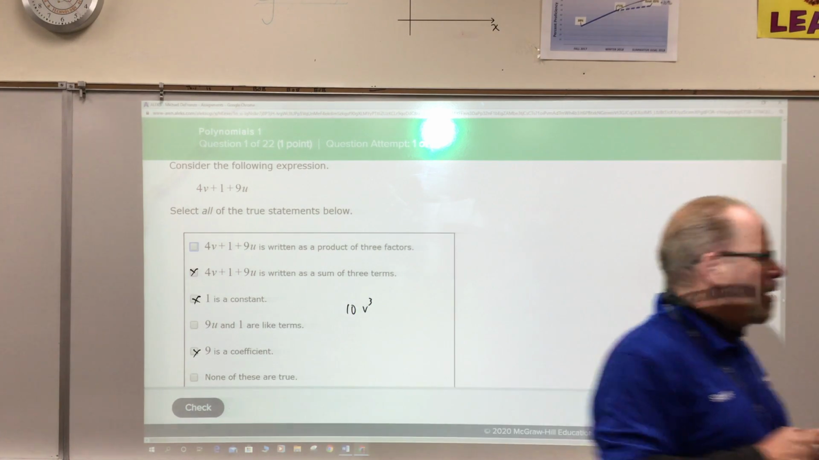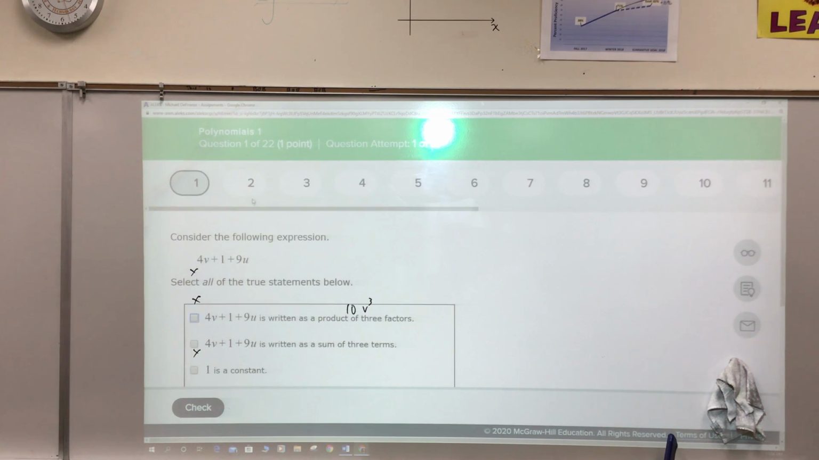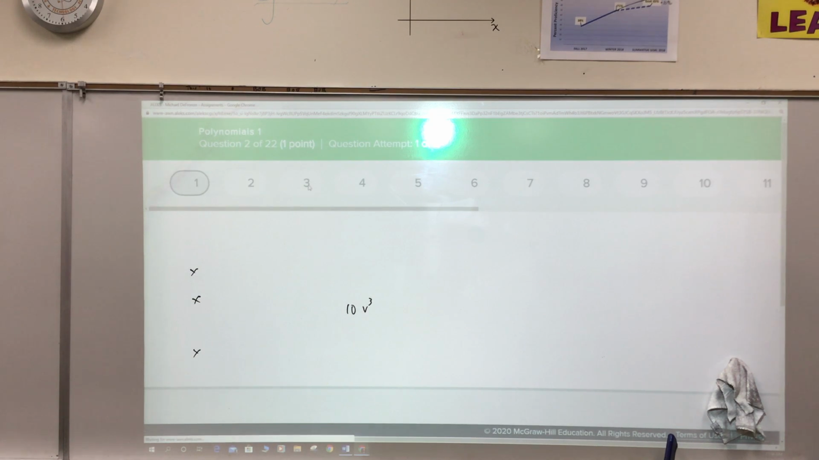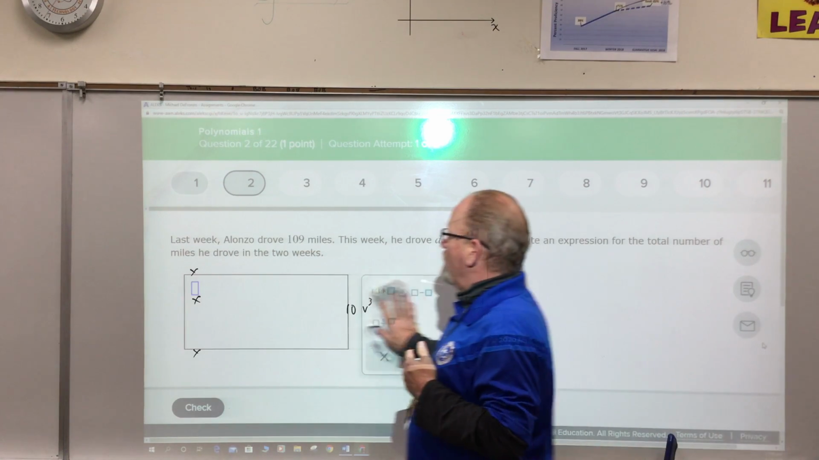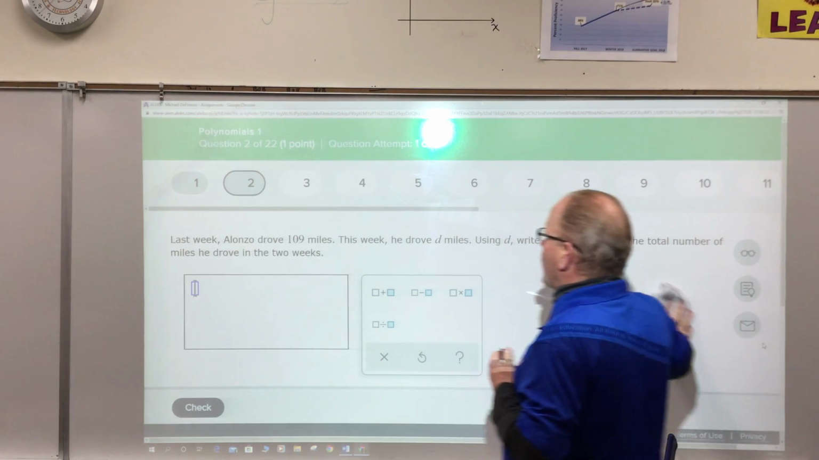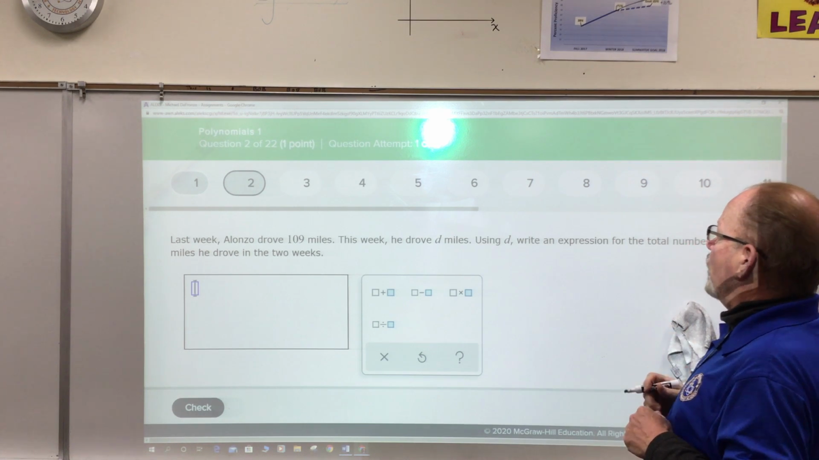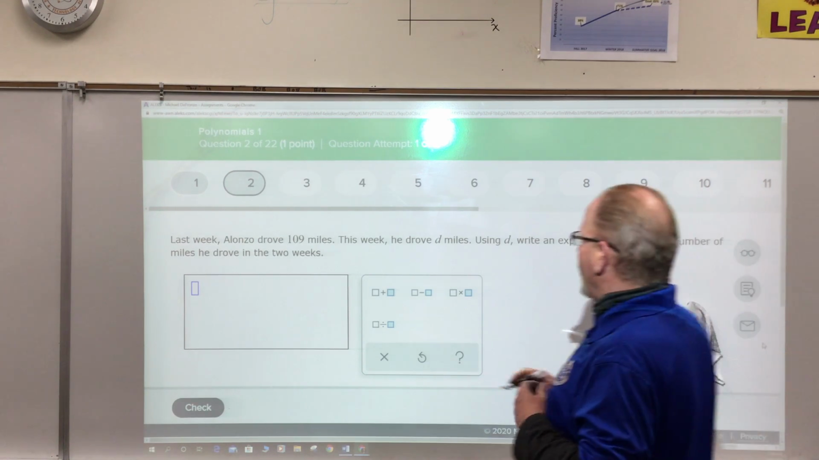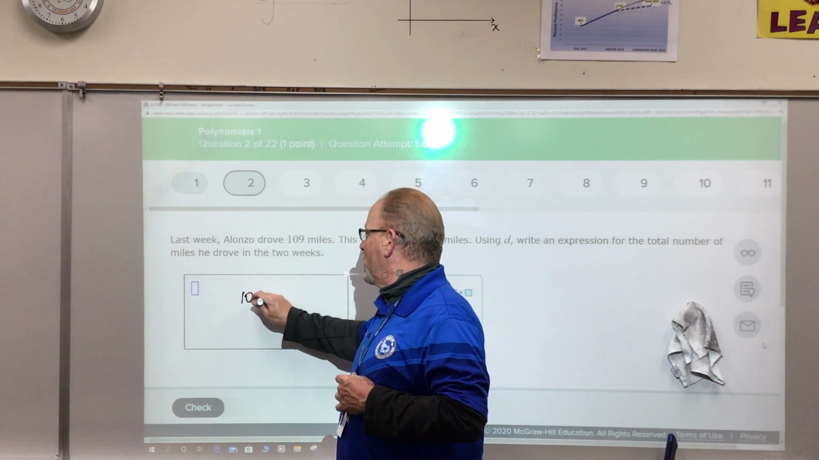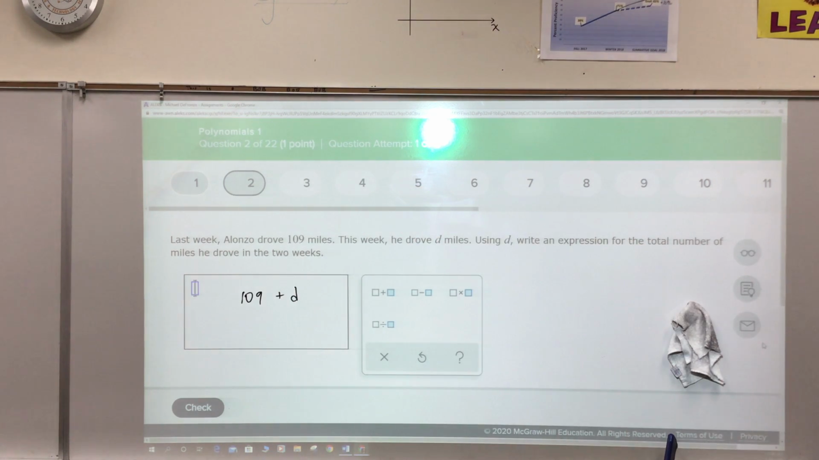Okay, so let's look at another problem. Just going through. 2, let's see. So 109 miles this week. He drove D miles. Last week, Alonzo drove 109. This week, he drove D. Write an expression for the total miles. Okay, so 109 plus D. That was easy.